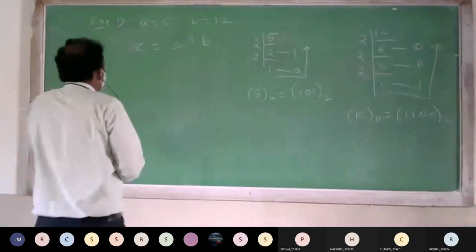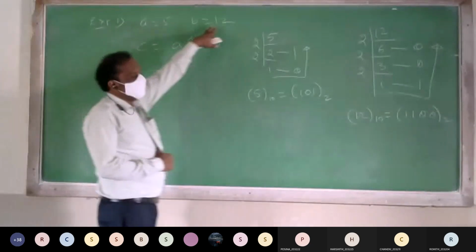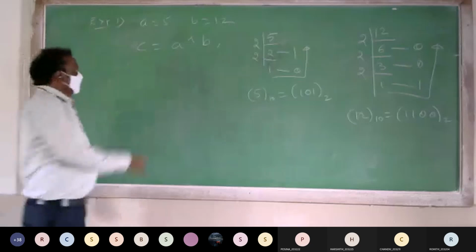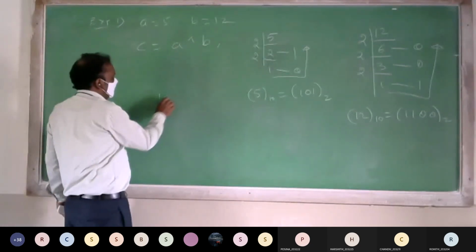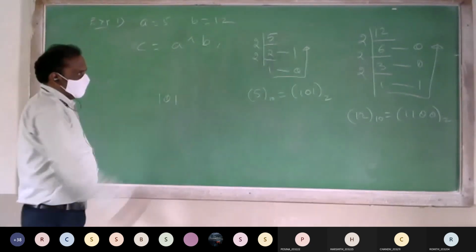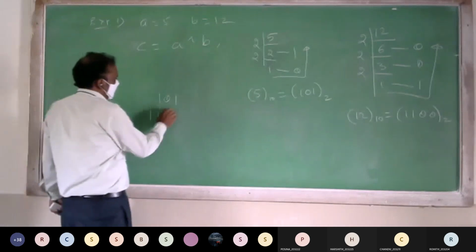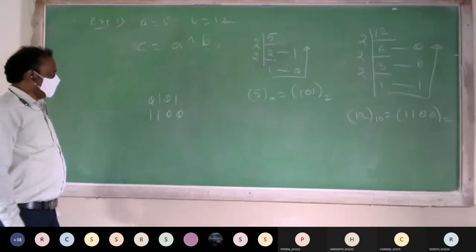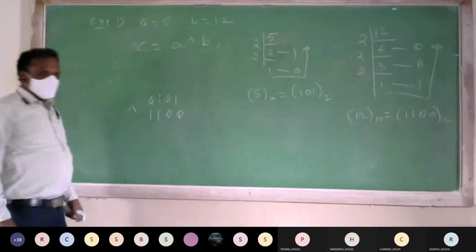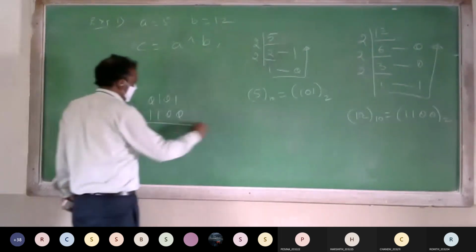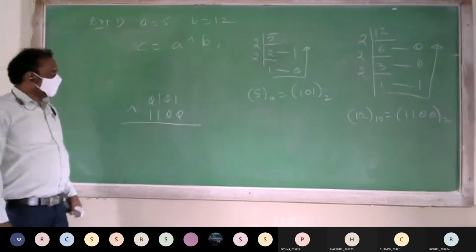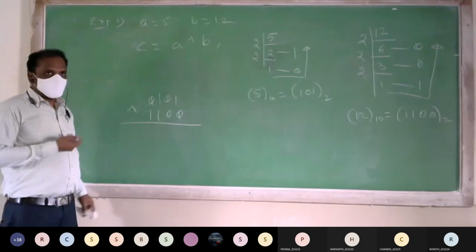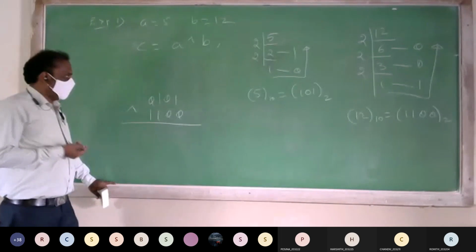Now the question is, assume A is equal to 5 and B is equal to 12. What is the value of C? What is A? A is 101. What is B? B is 1100. Here where nothing is there, write 0. Now we are doing XOR. According to the truth table of XOR, when both the bits are the same, the result is 0. When both the bits are different, the result is 1.